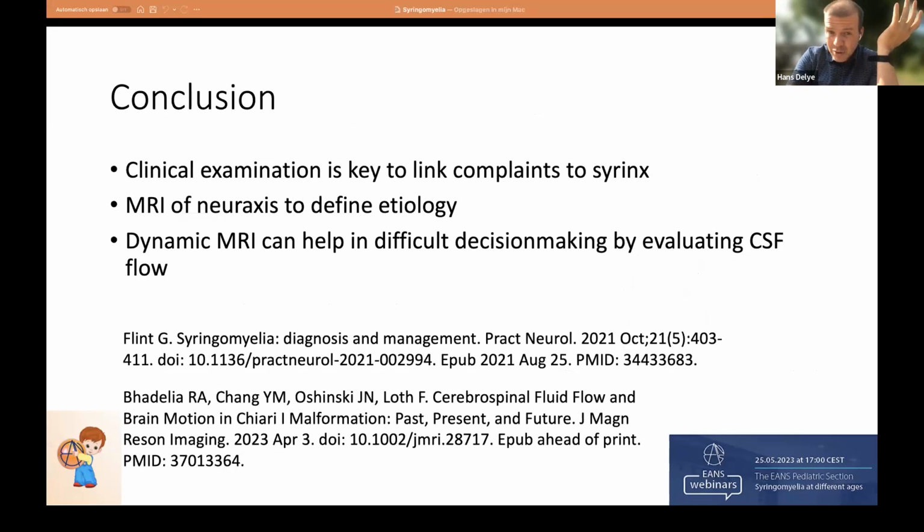So to conclude, I'm very sorry, but it's getting very loud around my ear here. The clinical examination is key to link the complaints to the syrinx. MRI of the neuraxis is necessary to find the etiology, and dynamic MRI can help in difficult decision making by evaluating the flow. And those two articles I put there, the first is a nice, relatively recent review about the entire syringomyelia and the vision about it and treatment, etc. And the reference at the bottom is very interesting if you want to know more about CSF MRI, dynamic MRI.